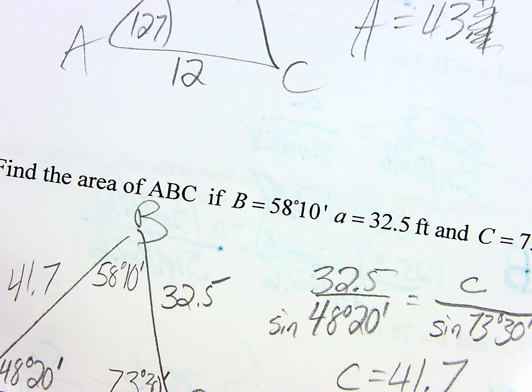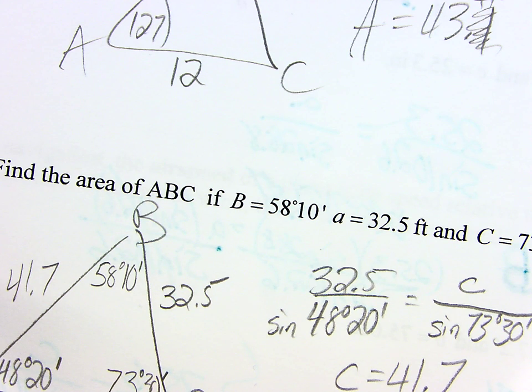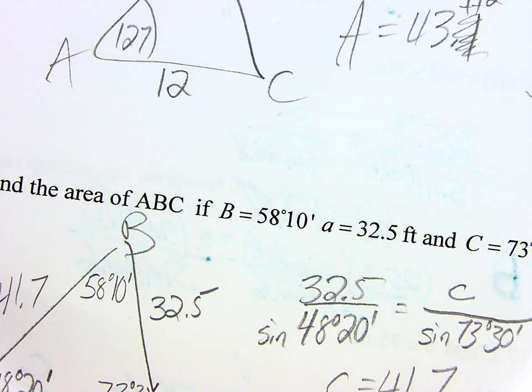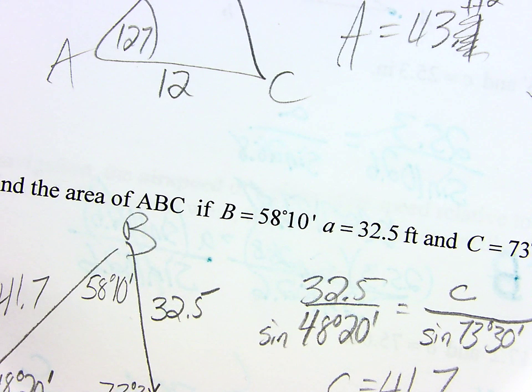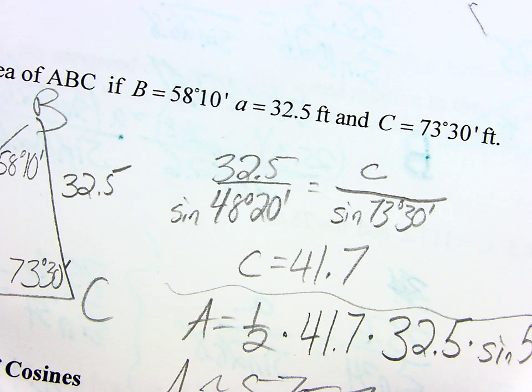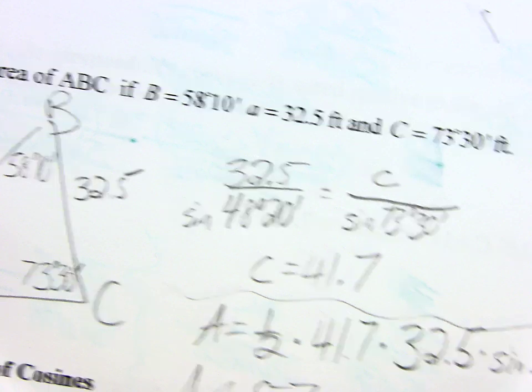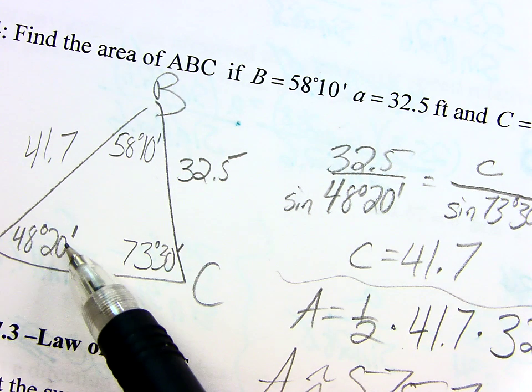I don't actually know if it's right, but I've got a good idea. For the area, I could probably get it. Oh, Miss Sabia, did we have to use 73 degrees 30? I think I used the wrong angle, which is why I got the wrong area. I did 48 and 58, so I did it wrong.